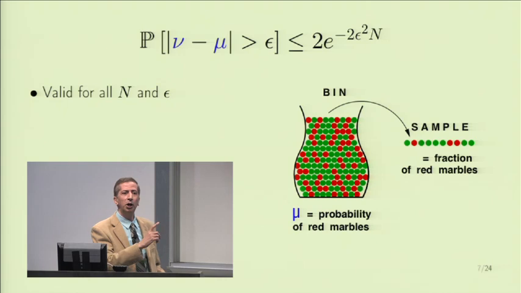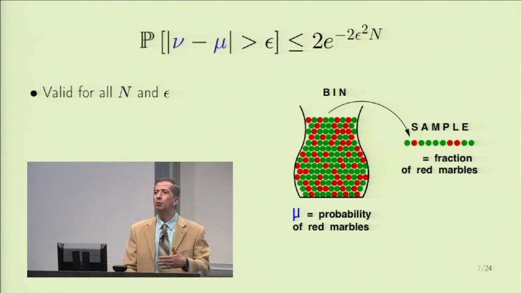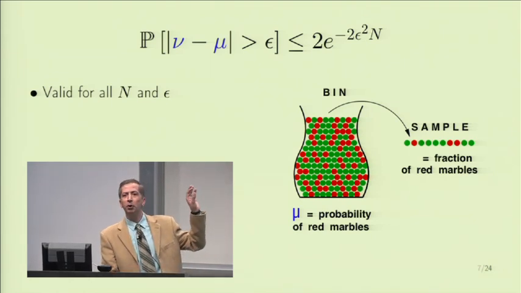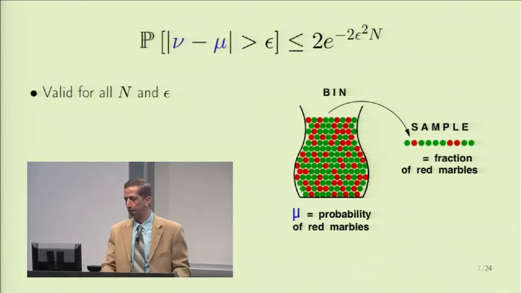Okay? Now, Hoeffding inequality belongs to a large class of mathematical laws, which are called the laws of large numbers, okay? So this is one law of large numbers, one form of it, and there are tons of them, okay? This happens to be one of the friendliest because it's not asymptotic and happens to have an exponential in it, okay?